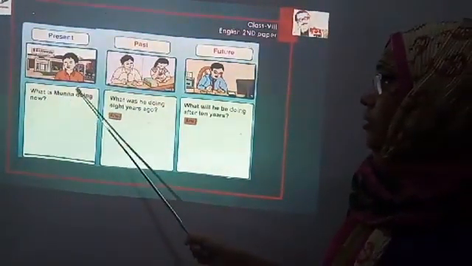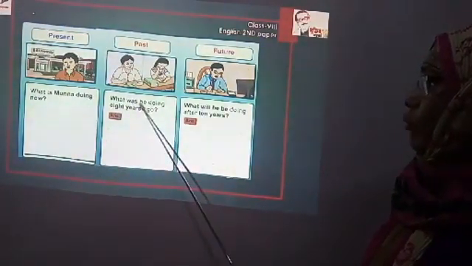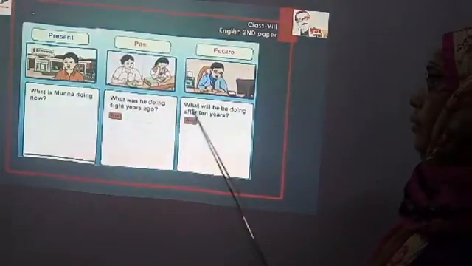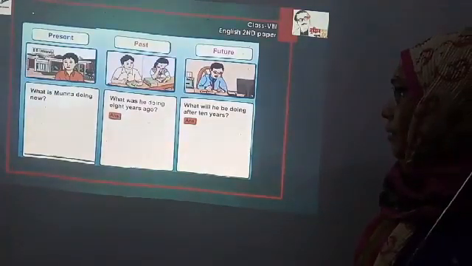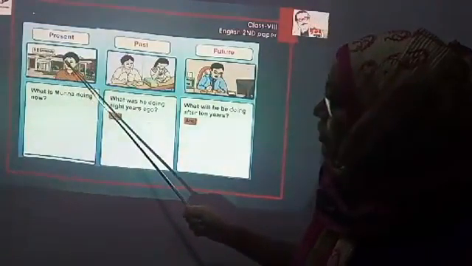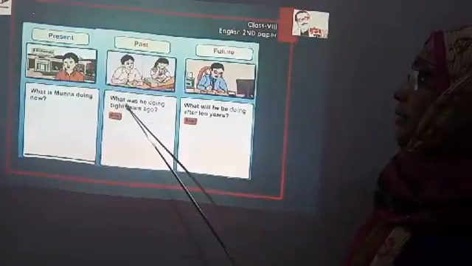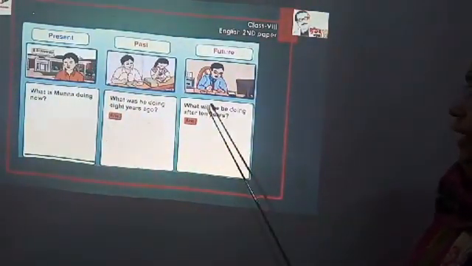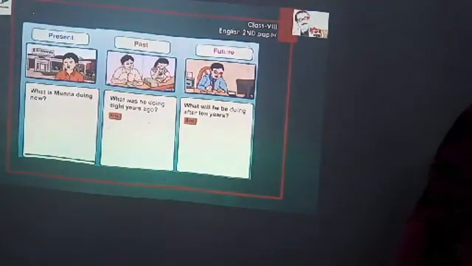Answer the questions. In the present situation, what is Munna doing now? What will be your answer? What was he doing 8 years ago? What will he be doing after 10 years? That means one is the present situation, the action is going on. What is Munna doing? You can see the university written here. And also 8 years before, what was he doing? You can see in the picture. And what will he be doing after 10 years? So you can see and you can guess what the answer will be.